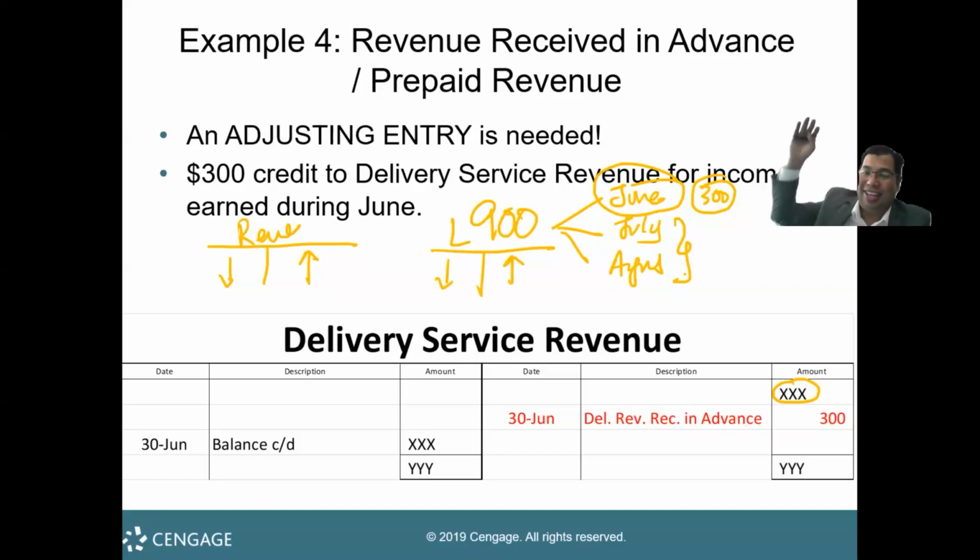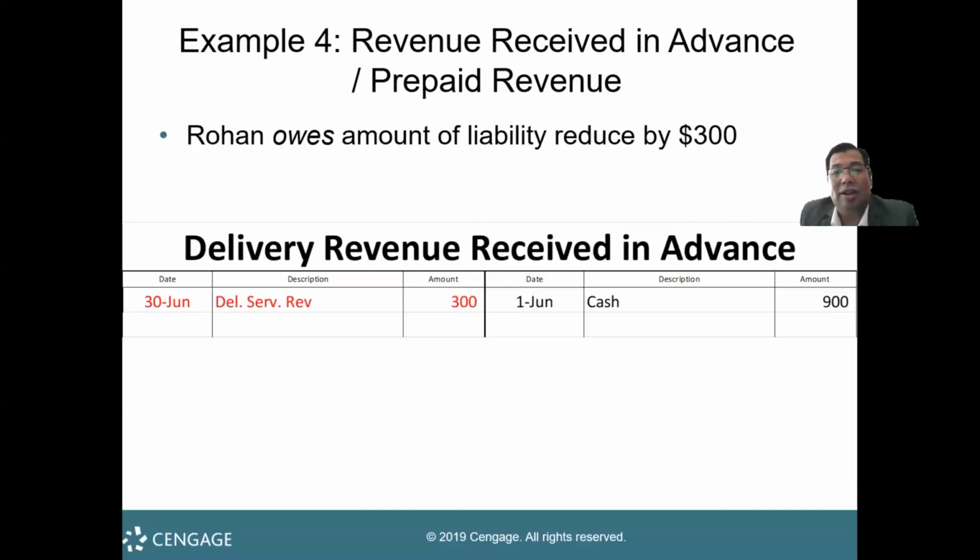So your revenue will increase, and your liability will reduce by debiting that account. You're going to debit your accrued revenue, or delivery revenue received in advance, or revenue prepaid. That is by debiting 300 from the liability account. So now your balance will be 600.